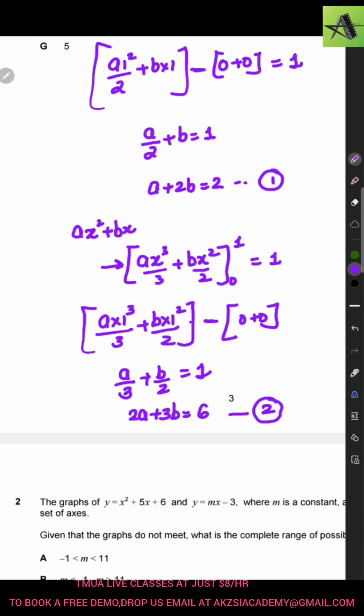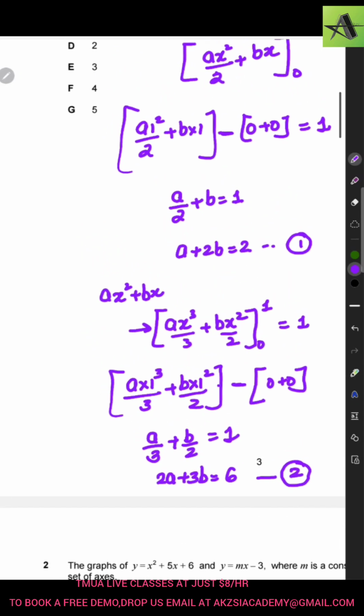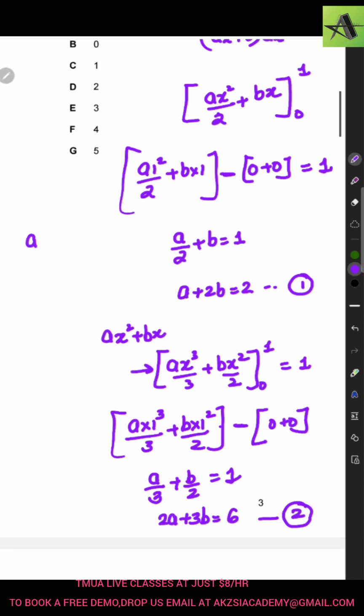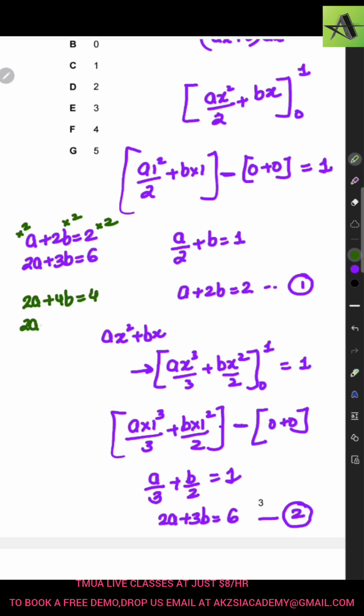And now we have to solve this one. So let me just write it up there: a plus 2b is equal to 2, and 2a plus 3b is equal to 6. To make the coefficients the same, I'm multiplying the first equation by 2. So my equation will be 2a plus 4b is equal to 4, and 2a plus 3b is equal to 6, and on subtracting, I'll get b is equal to negative 2.